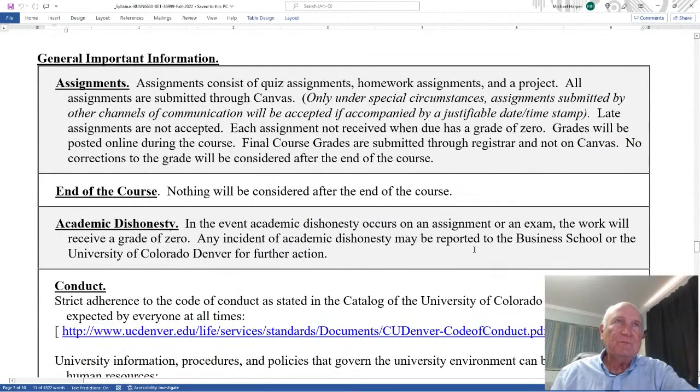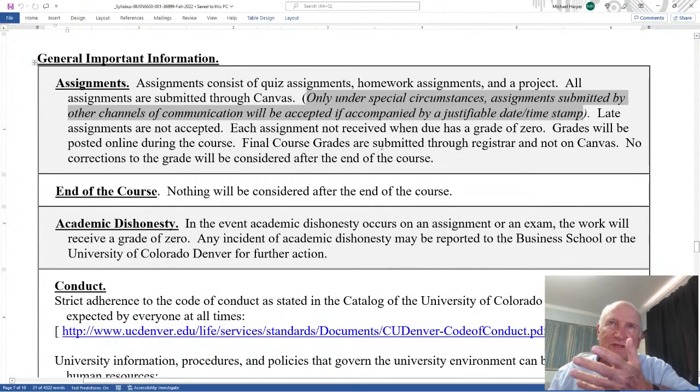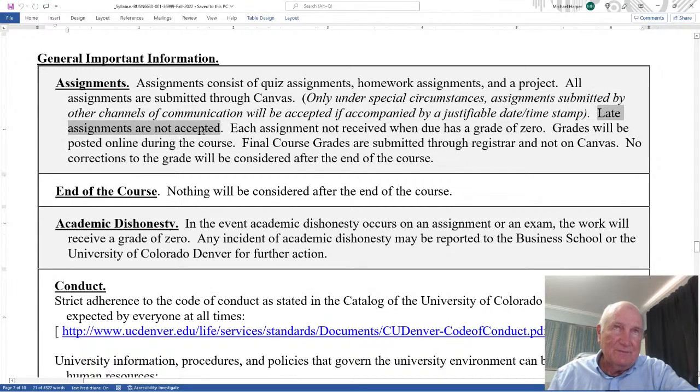Okay, finally, general information. Assignments consist, and a lot of this is repeated, like in summary. Assignments consist of quiz assignments, homework assignments, and project. All assignments are submitted through Canvas, only under special circumstances. Assignments submitted by other channels of communication will be accepted if accompanied by a justifiable date and timestamp. I've already mentioned that, like email or Canvas messaging, that's other sources. Late assignments are not accepted. Each assignment not received when due is a grade of 0.